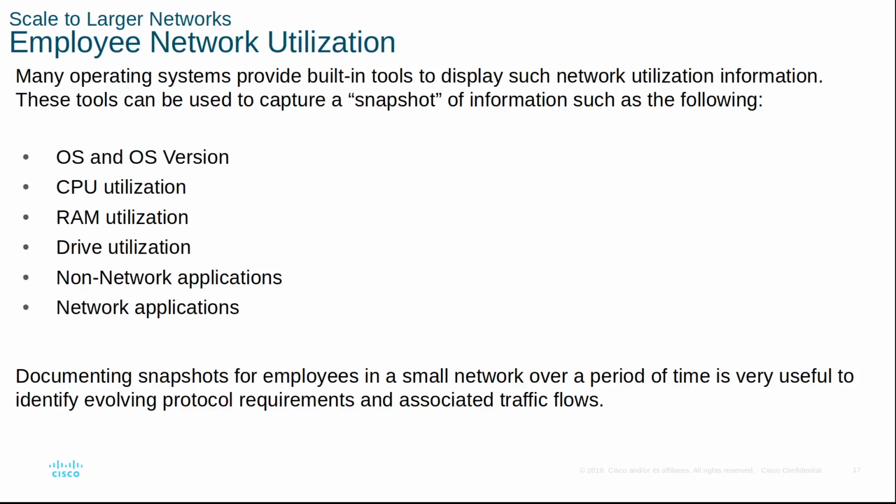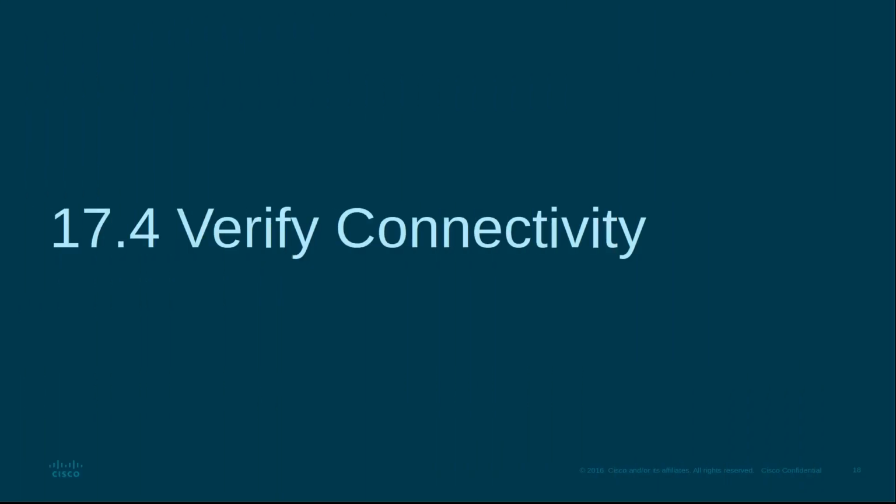You may have many operating systems in an organization, and all of them provide built-in tools to give you network utilization information, like the current OS and its version, the CPU, RAM, and drive utilization, any non-network applications, and your network applications, right? What applications are using your network, and how much of it, and in what way. It's important stuff. So you're going to analyze all of those.